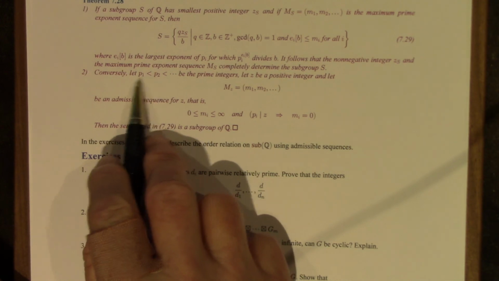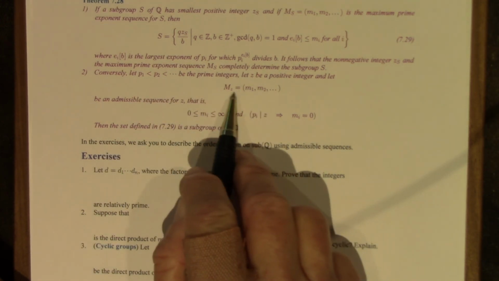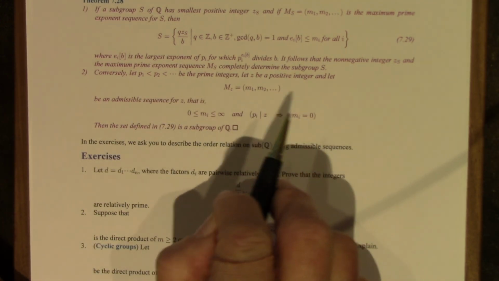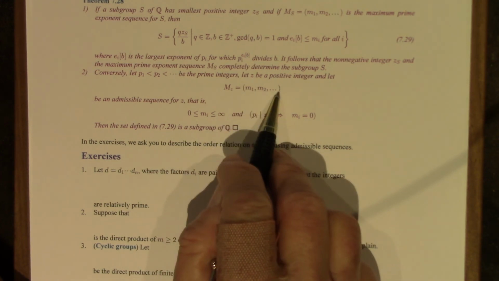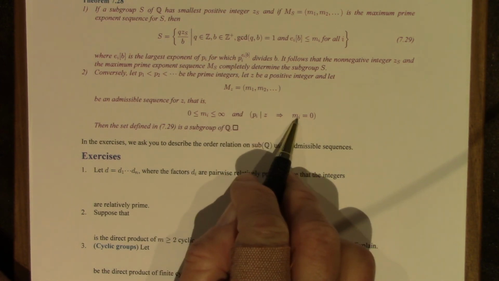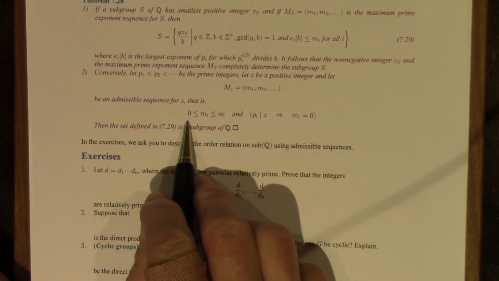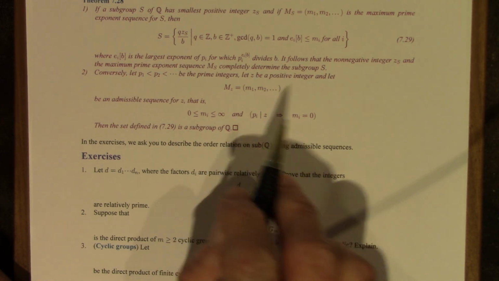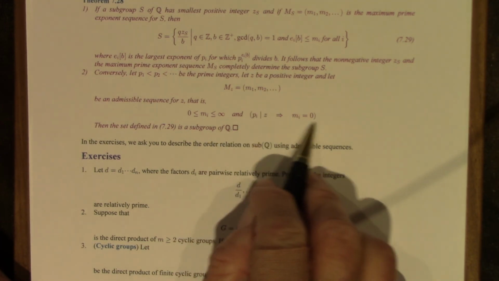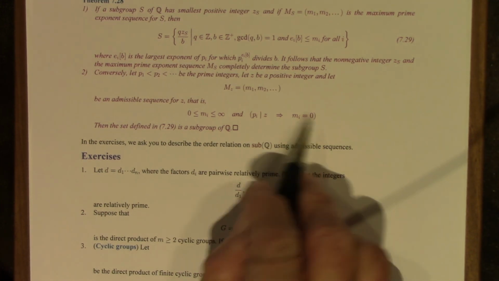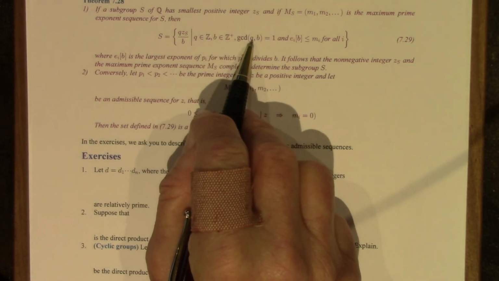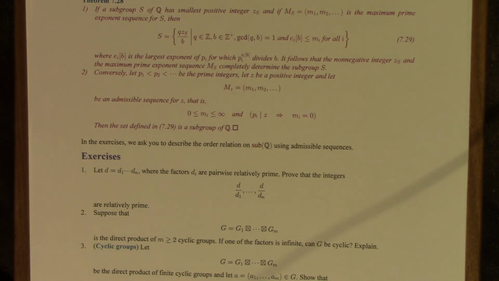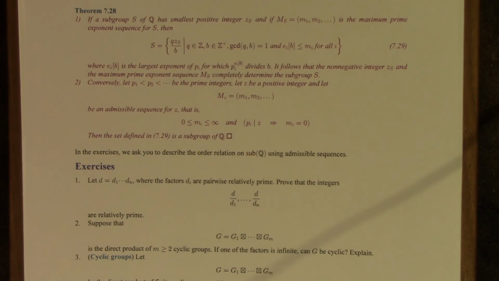And conversely, we have our primes, we have a positive integer Z, we have an admissible sequence for Z, and this is what that means. The M_i are between 0 and infinity, and if a prime p_i divides Z, then the M_i has to be 0. Then this set is a subgroup of Q. So we have characterized the subgroups of Q.